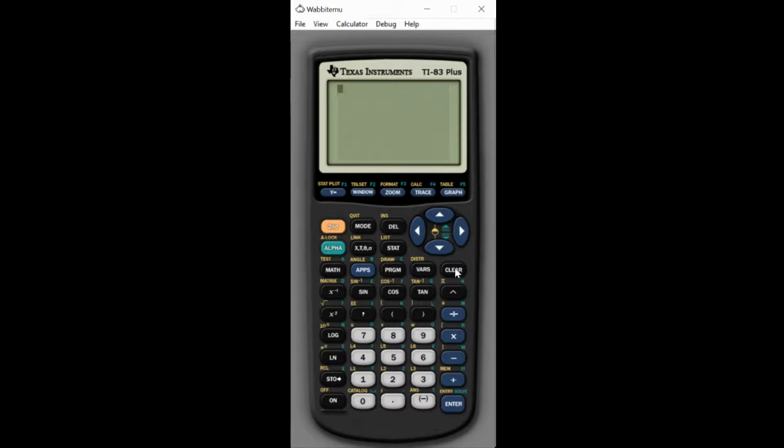Okay, so let me clear my screen. So the first thing I said is I'm going to put parentheses, and I have to type in the number 5, and then I'm going to go over here where I have my math button, and I'm going to hit my PRB.